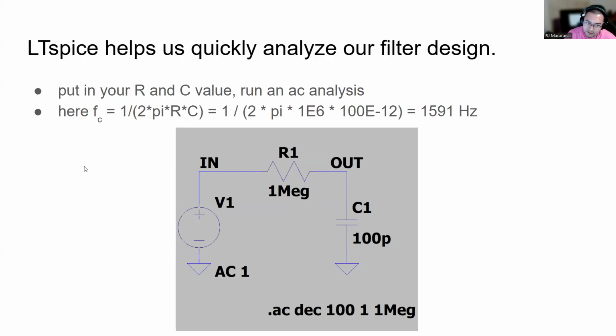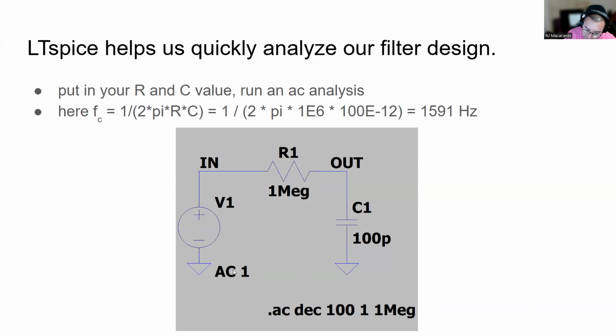So I built up my circuit here. I've got R to be 1 megaohm and C to be 100 picofarad. So that should give me a 1591 hertz cutoff frequency. And I've set up my AC analysis to do a decade sweep, which just means that on my horizontal axis, I'll be looking at powers of 10, right? So 10 to the 0, which is 1 hertz, 10 to the 1, which is 10 hertz, 10 to the 2, 100 hertz. And I'll be sweeping from 1 hertz to 1 megahertz. And that's how that works there.